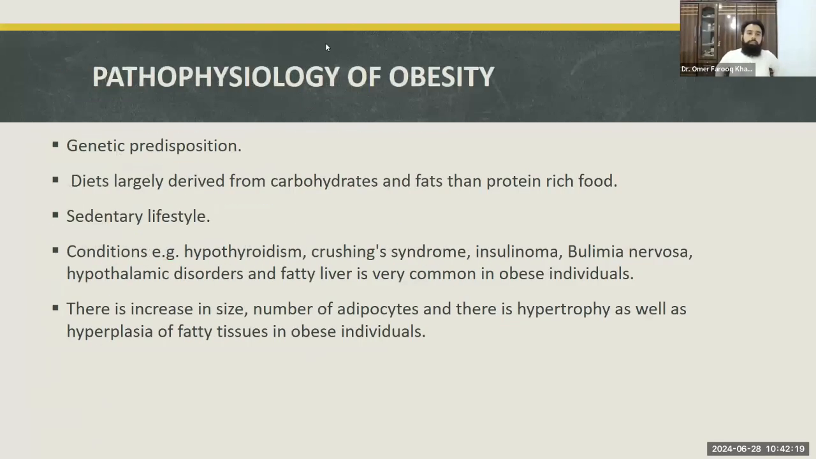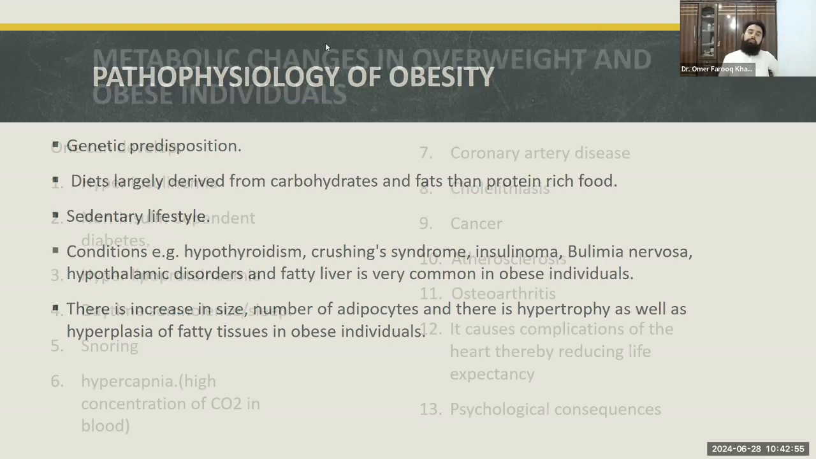So the pathophysiology of obesity: there is genetic predisposition, diets largely derived from carbohydrates and fats rather than protein-rich food. There is a sedentary lifestyle, and conditions, for example hypothyroidism, Cushing syndrome, insulinoma, bulimia nervosa, hypothalamic disorders, and fatty liver is very common in obese individuals. There is an increase in size and number of adipocytes. Adipocytes are basically fat cells, and there is hypertrophy as well as hyperplasia of fatty tissues in obese individuals.